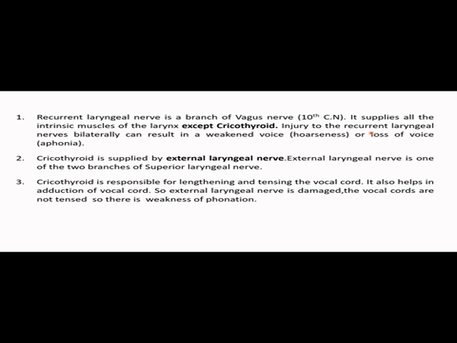So now if this external laryngeal nerve is paralyzed, what will be the effect? Cricothyroid is responsible for tensing of the vocal cords and increasing the length of the vocal cords, and also to adduct the vocal cords. Adduction is taking them towards the midline. So if they don't get adducted, the laryngeal cavity will not close. There will be no tensing of the cords. So there will be weakness of phonation, or again the voice will not be generated that well.